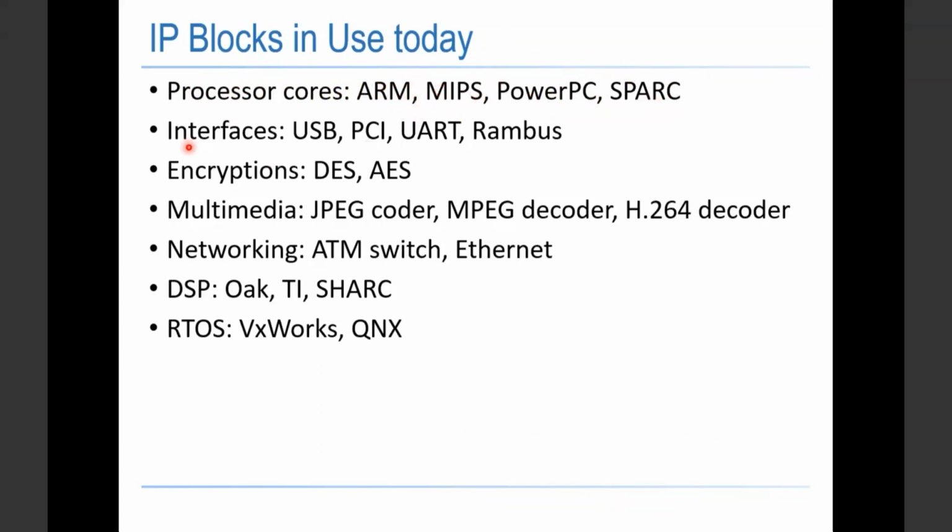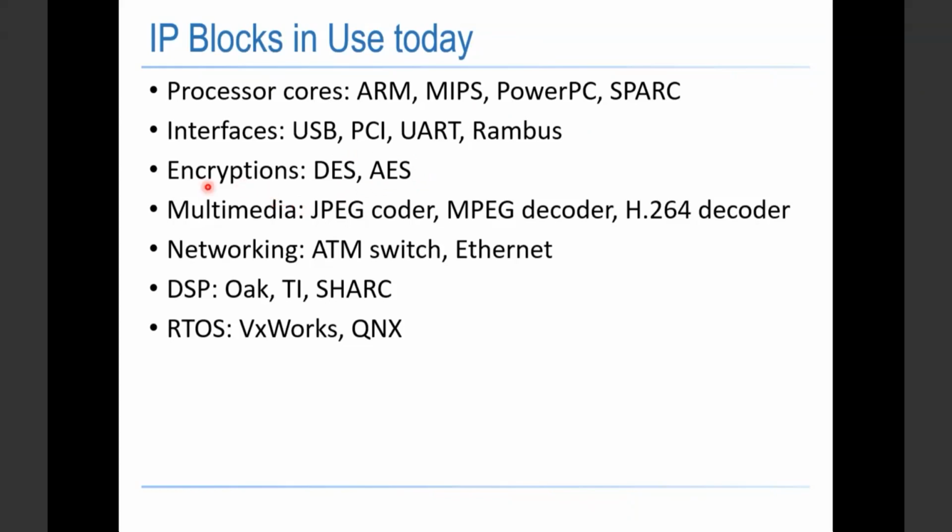Then we have the interface blocks, which are for communication. You have the USB, PCI, UART, and Rambus. So you can choose any communication interface for your designs. And then for encryption, which is for data security, it has the IP blocks for DES and AES.